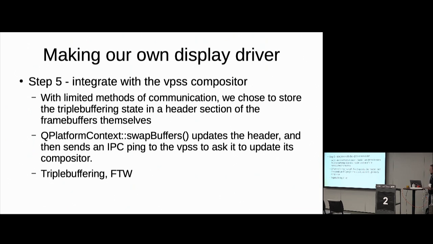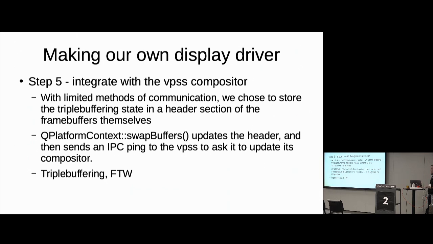Okay, so step 5, integrating with this VPSS compositor. So now that we have a Qt application with a platform integration which is able to render into surfaces, we needed to get that hardware block which says what should go on screen to know when it should show each of these frame buffers which are in memory. And we didn't have any way to communicate, so what we did is that we built a very basic IPC mechanism based on pipes. And then we stored data inside of the header of each of these frame buffers with tokens to indicate which of the 3 frames in a triple buffer were current. So we got triple buffering. For those who know what that is, it means no tearing.